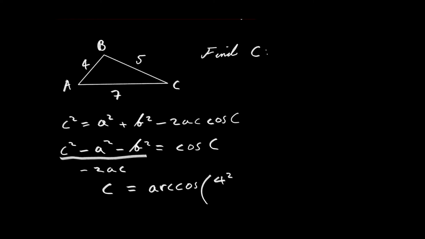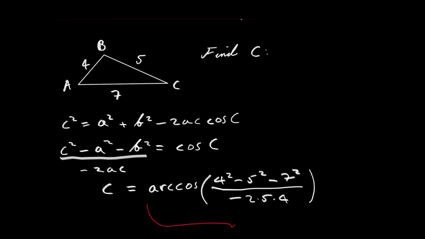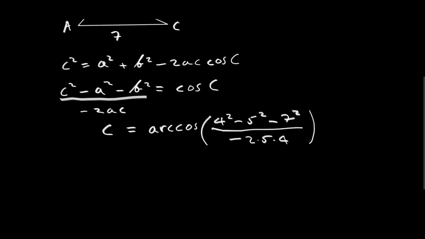c squared is 4 squared. a is 5, so a squared is 5 squared, minus b squared. Well, b is 7, so this is minus 7 squared, and it's all divided by negative 2 times a, which is 5, times b, which is 7. This here is what you would punch into your scientific calculator. If we were to simplify all of this, just doing the arithmetic, you would get 29 over 35.